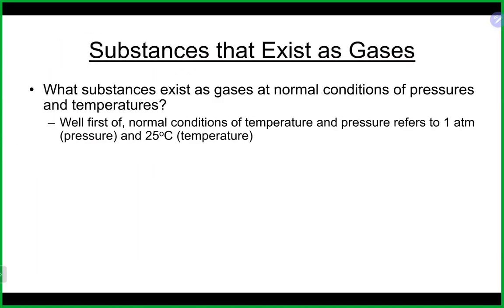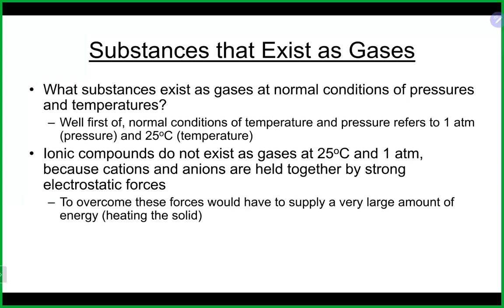So let's talk a little bit about substances that exist as gases under normal conditions. When we talk about normal conditions, this is everyday room temperature type conditions, and that is a pressure of 1 atmosphere, which is an ATM, and a temperature of about 25 degrees Celsius.